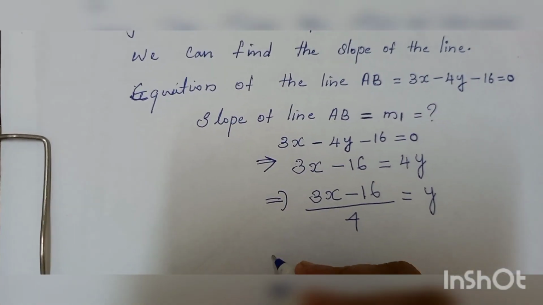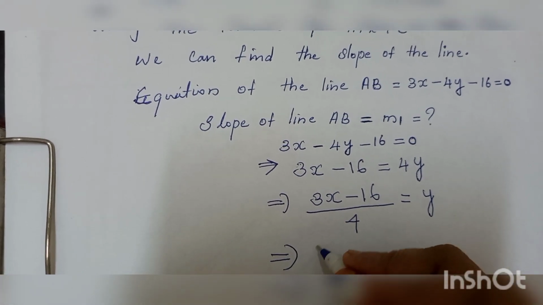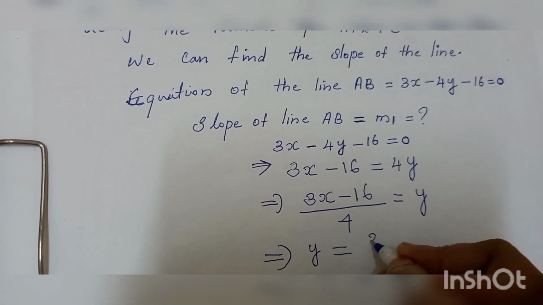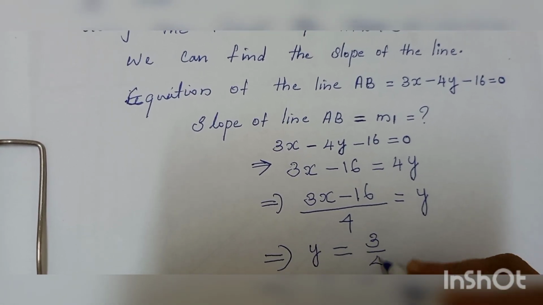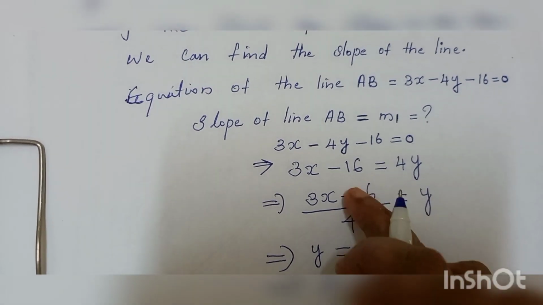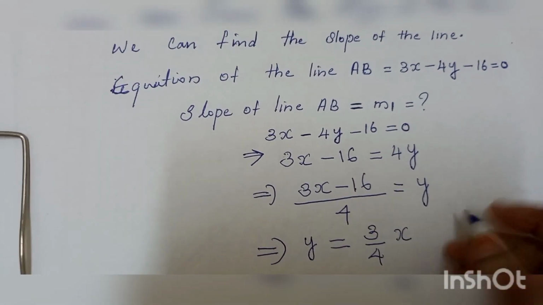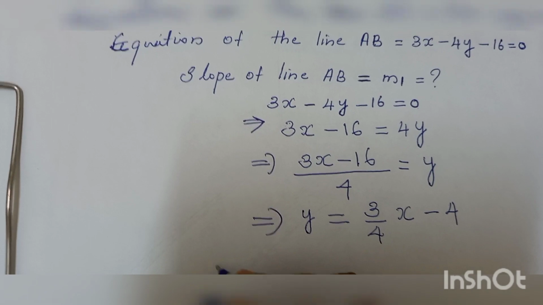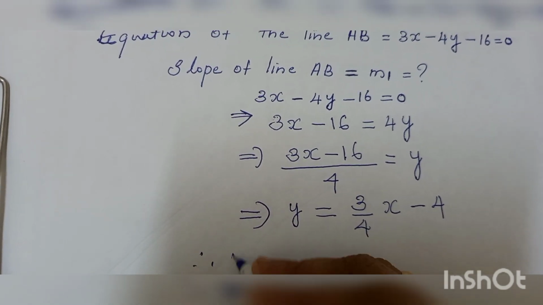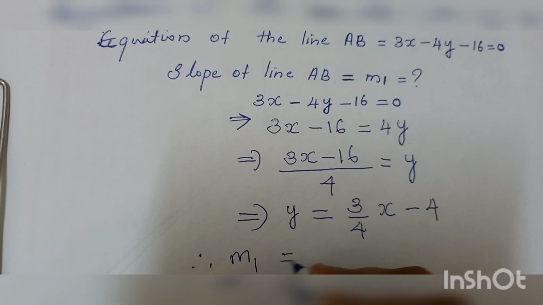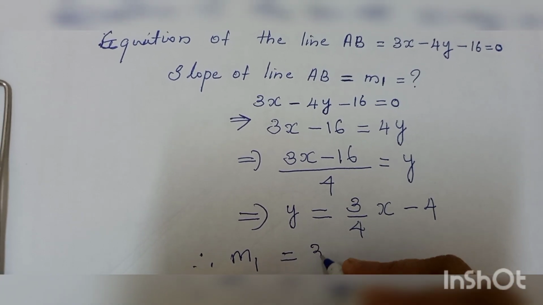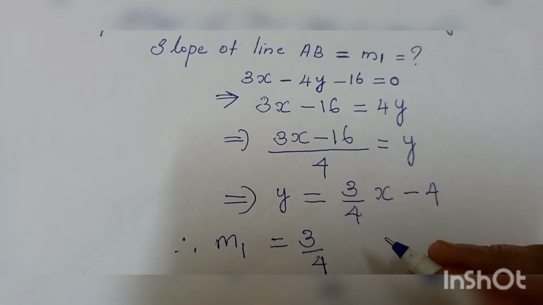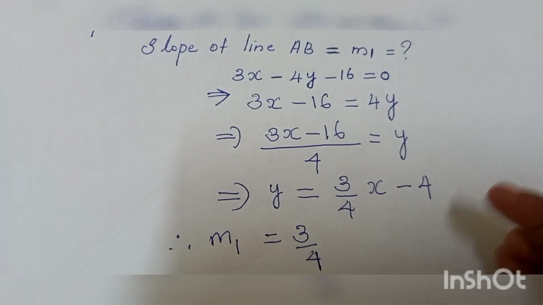Which implies y is equal to 3 by 4 x minus 16 by 4. 16 by 4 we get 4. Is it clear for you? Therefore m1 is equal to 3 by 4. Is it clear for you? In a similar way, we have to find the slope m2 also.